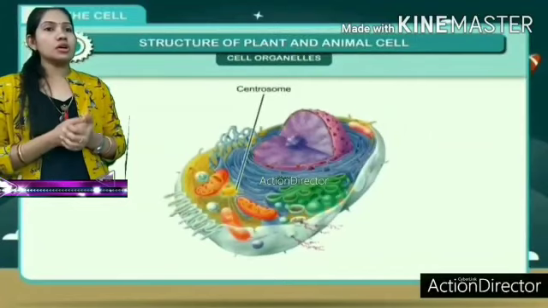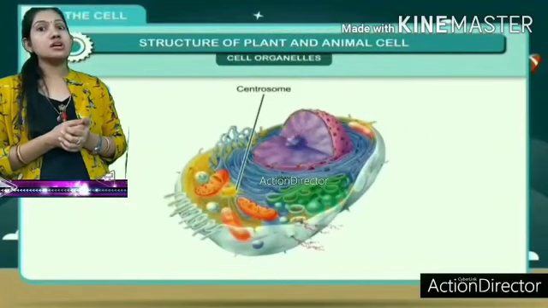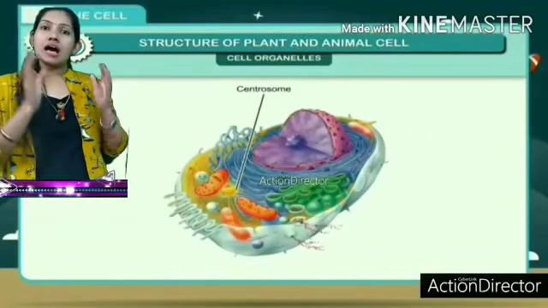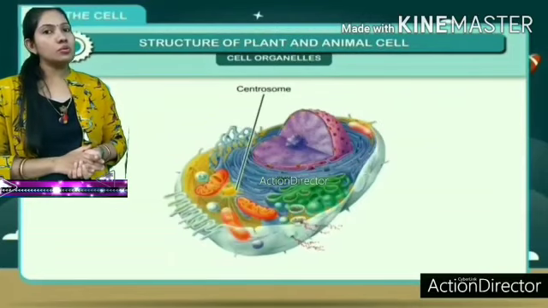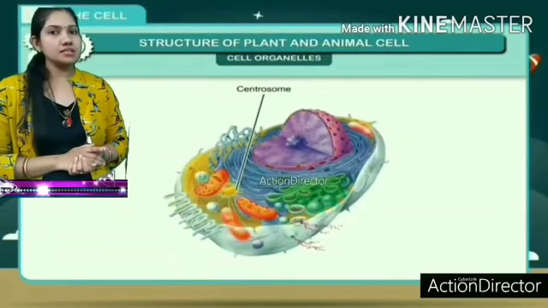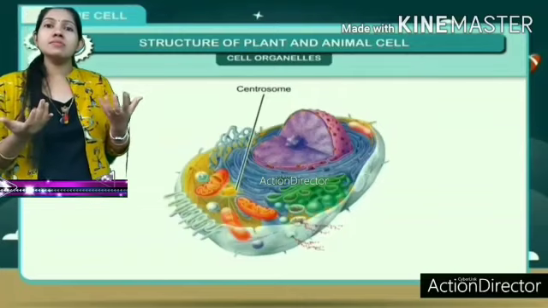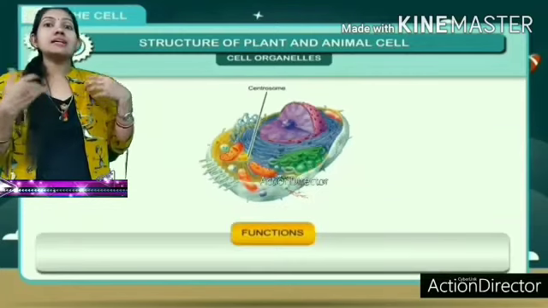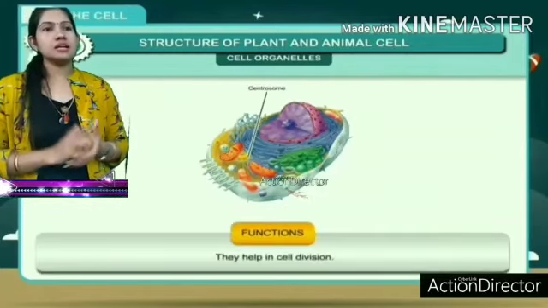The next part we can talk about is the centromere, or centrosomes. These are also present only in animal cells; they are not present in plant cells. They mainly help in cell division. When the cell divides, they help in the cell division.